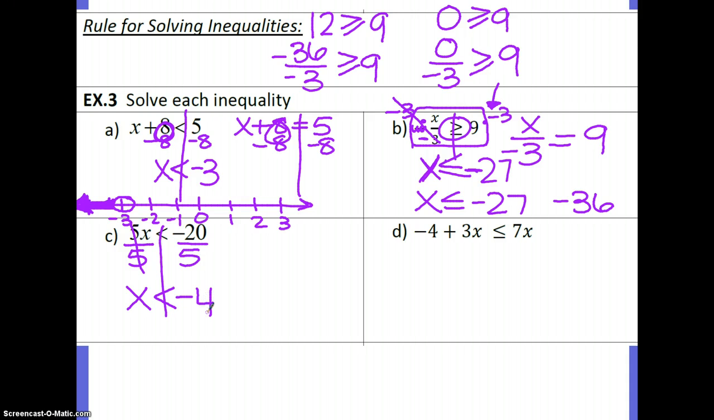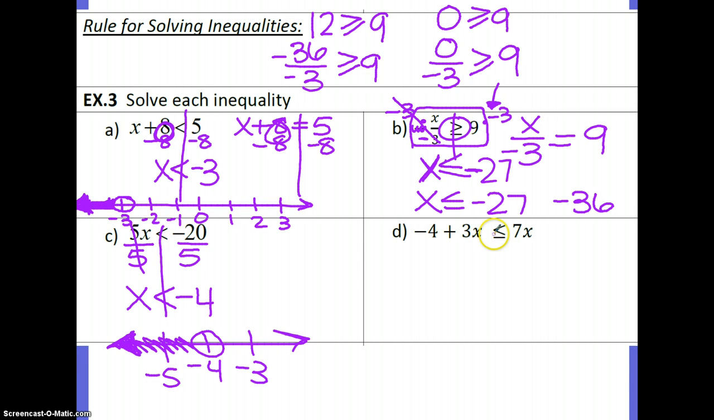-4. If I were to plot that, let's see, -4. One bigger is negative 3. One smaller is negative 5. And I don't include the 4, it's an open circle. And less than means I go this direction. So any numbers less than negative 4 will work.